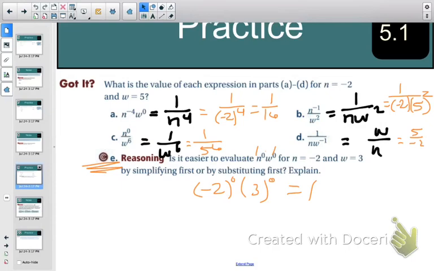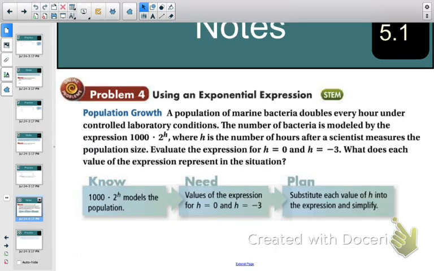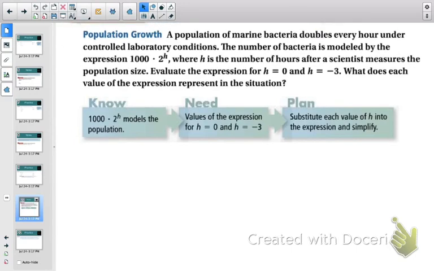Alright, we are just about done. Clearly we have to do this word problem though. This says a population of marine bacteria doubles every hour under controlled lab conditions. The number of bacteria is modeled by the expression 1000 times 2 to the h, where h is the number of hours after a scientist measures the population size. Evaluate the expression for h equals 0 and h equals negative 3. So basically that's just saying plug 0 in for h and then plug negative 3 in for h. And what does the value of the expression represent in the situation?